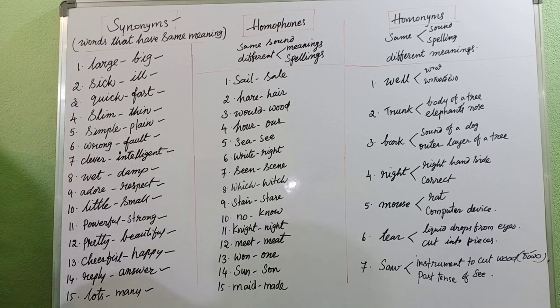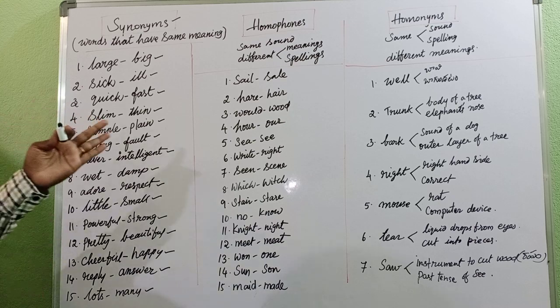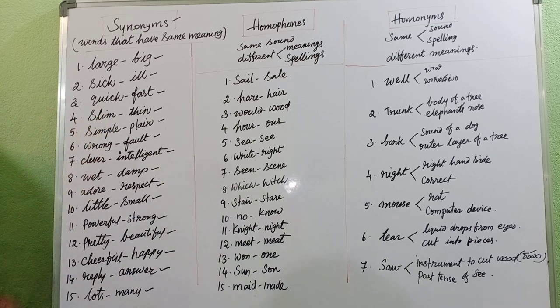Sick, bagalekunna, anarogyam, ill. Quick, fast, speed. Slim, thin, sandhavala. Simple, plain, sadharana. Wrong, fault, tappu. Clever, intelligent, teliga. Wet, damp, thadiya. Adore, respect, gauravinchadam. Little, small, chinna. Powerful, strong, balanga. Pretty, beautiful, andanga. Cheerful, happy, santoshanga. Reply, answer, samadhanam. Lots, many, chala. These are the synonyms.